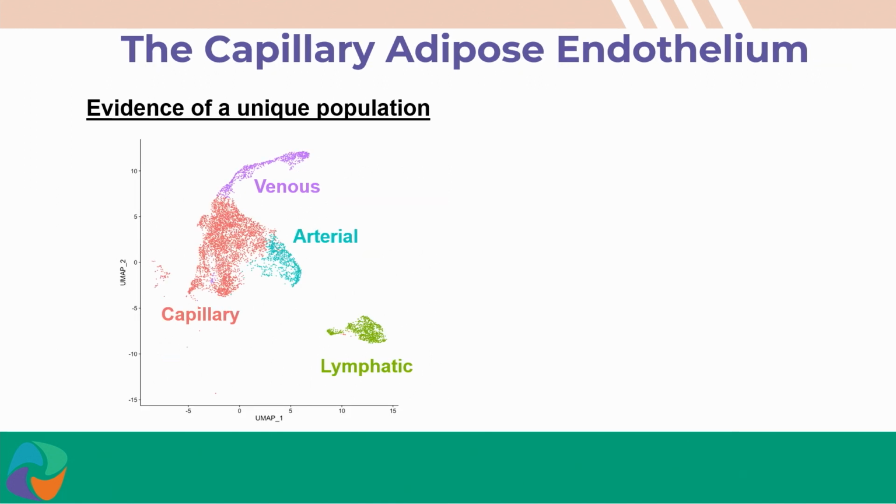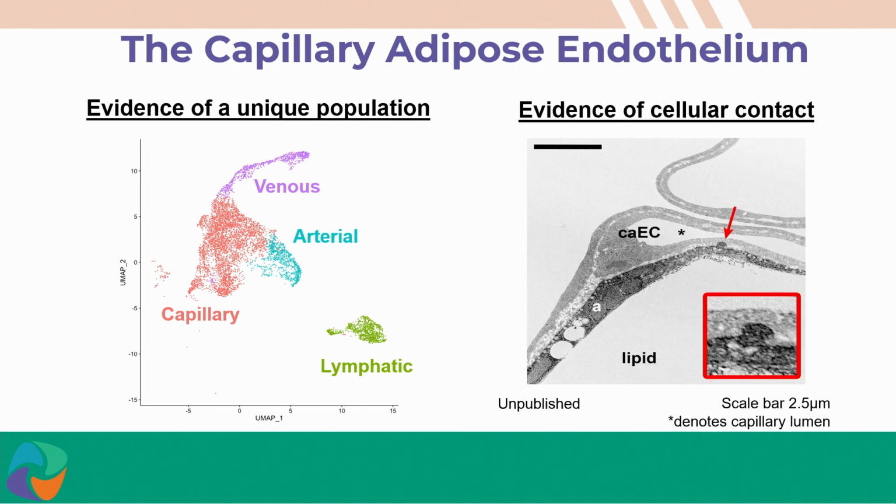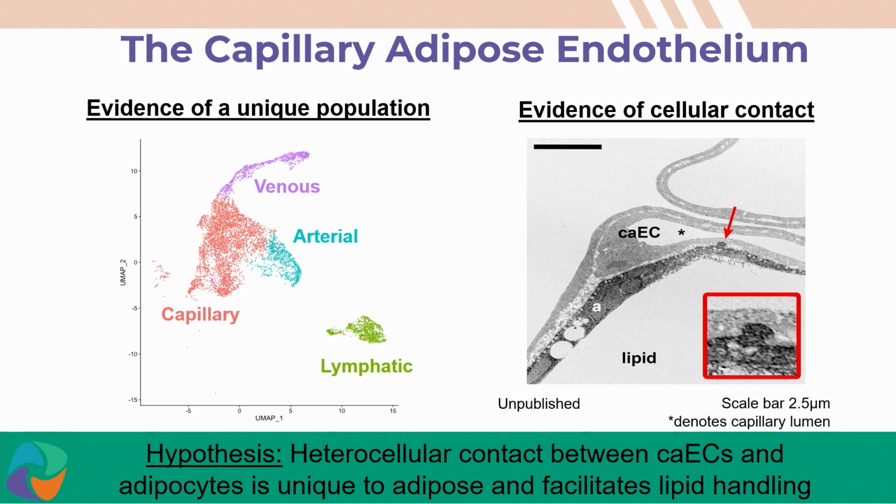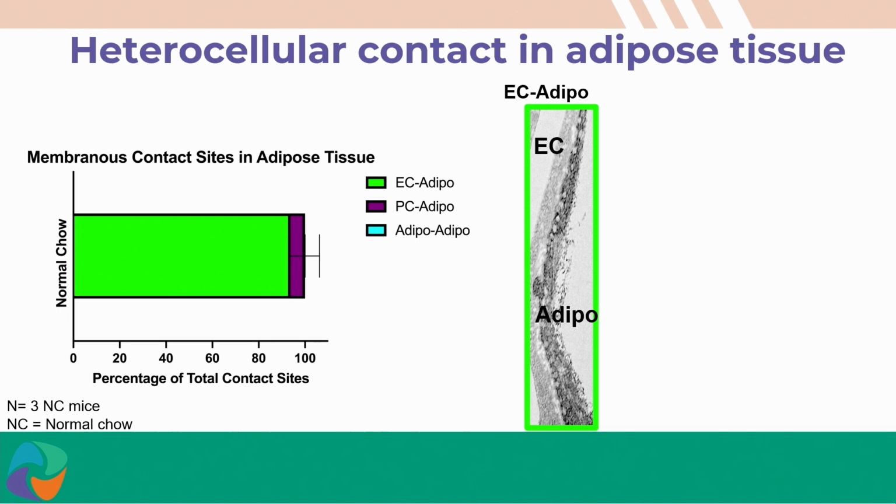So what I've shown you so far is evidence of a unique population of these capillary adipose endothelial cells. And what I want to tell you about is how I found evidence of cellular contact between these two cell types. And so my hypothesis here is that this heterocellular contact between these two cell types can help regulate and facilitate lipid handling. So I performed an extensive EM study looking at the two membranes touching each other.